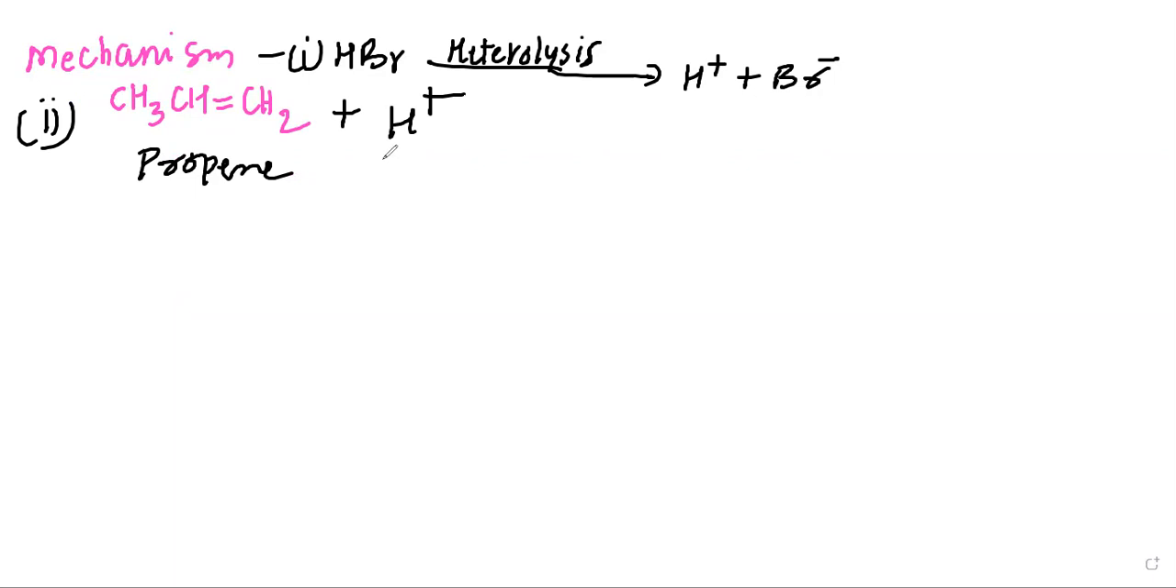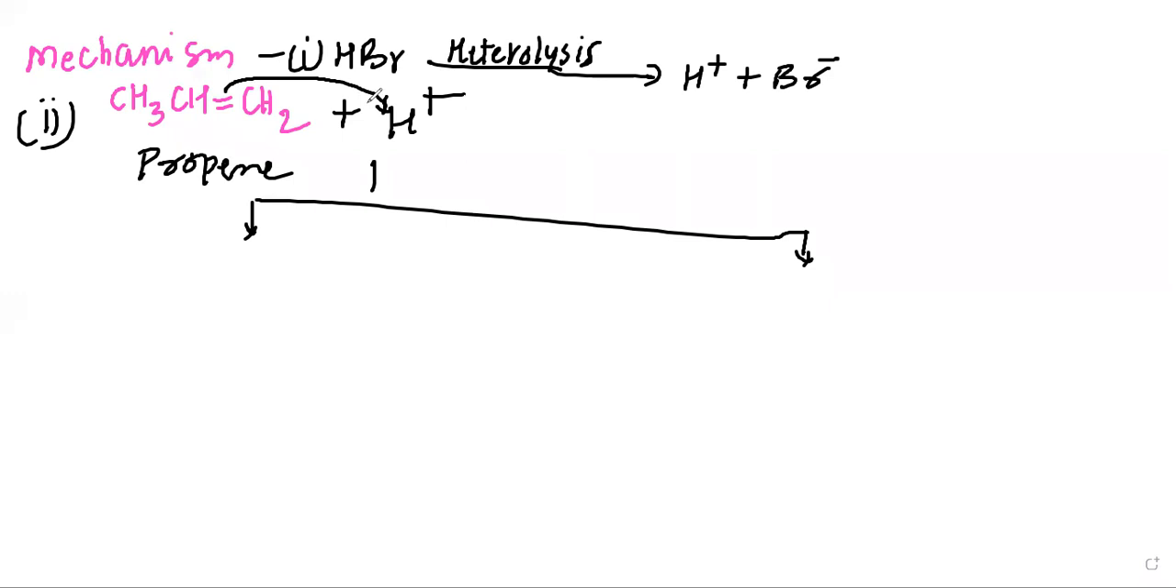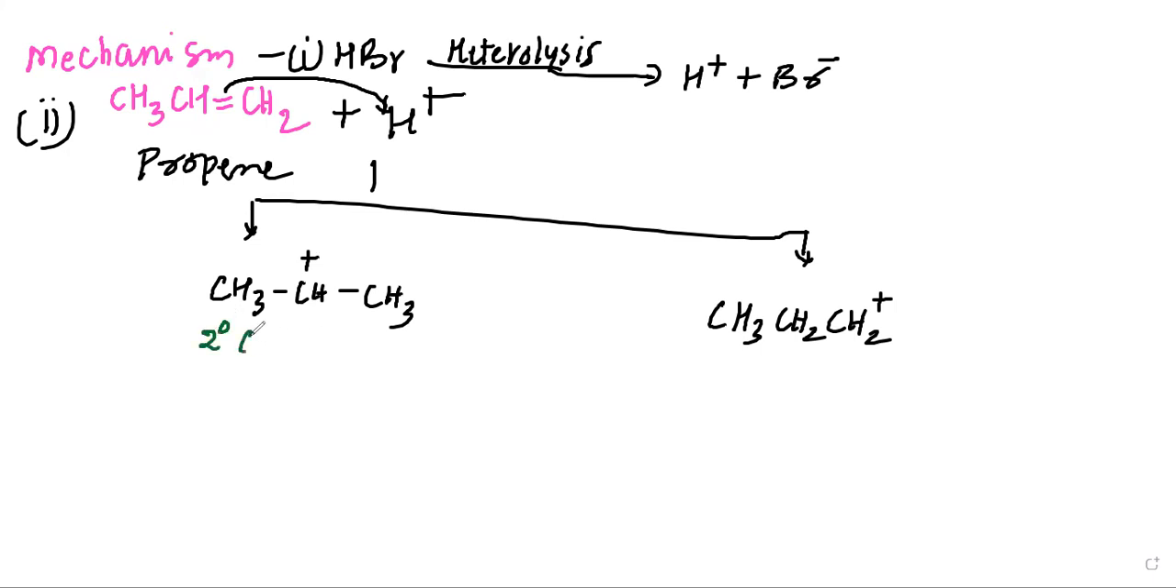When this reaction takes place, we have two possibilities. Let us see. The electrons of the double bond attack H plus, and we may get CH3, CH plus, CH3, or we may get CH3, CH2, CH2 plus. These two are carbocations. So you can see that this is the secondary carbocation.